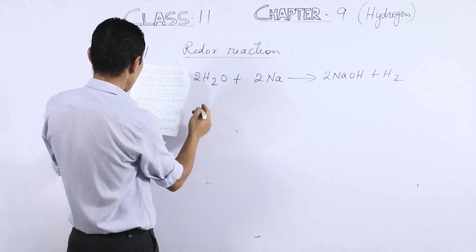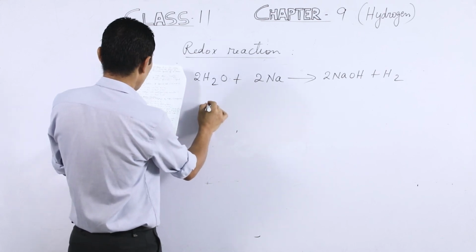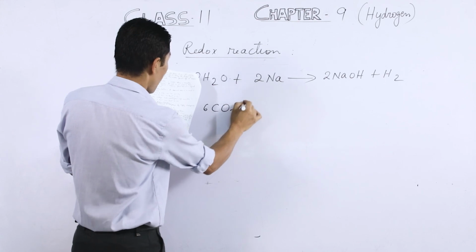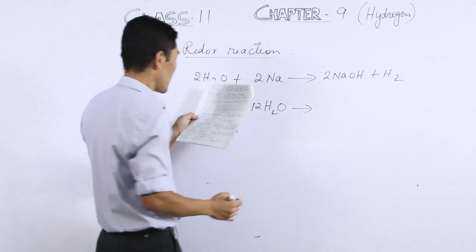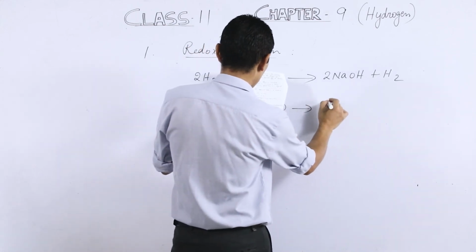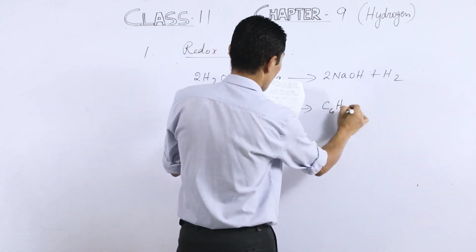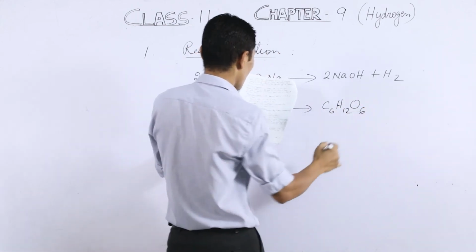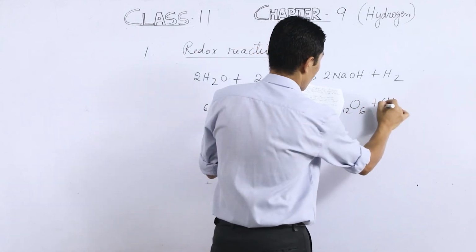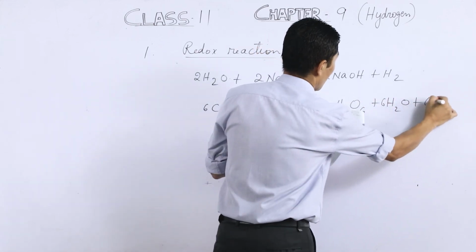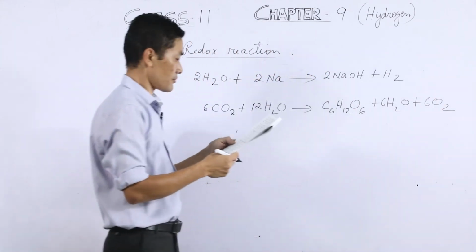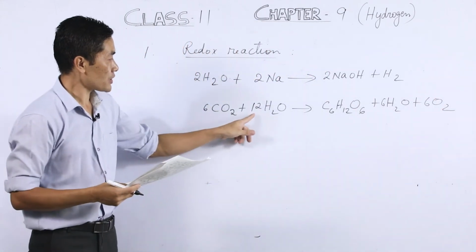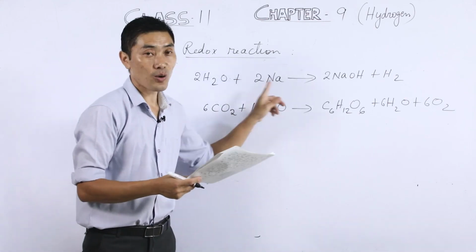Then in the next reaction, it undergoes oxidation. When reacted with carbon dioxide, it gets oxidized to form glucose, water, and oxygen. So in this reaction, water gets oxidized.